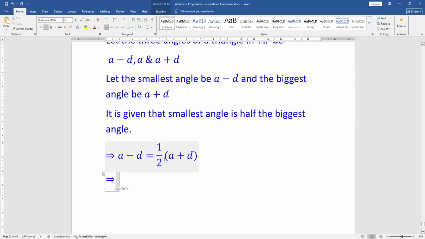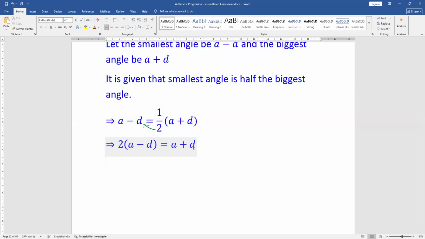Next, I cross multiply. The 2 goes to the top; when transposed, division becomes the opposite, multiplication. So 2 into (a - d) equals, on the right hand side, 1 into (a + d), so it is a + d only. The 2 gets multiplied with a - d. Next step: 2a - 2d equals a + d.